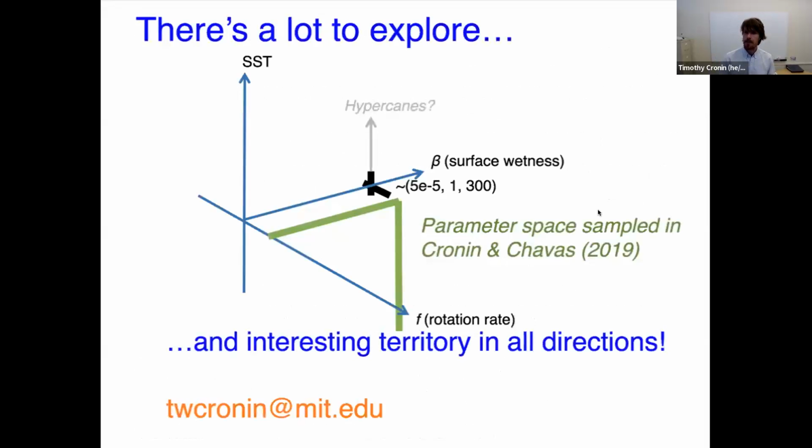Okay, so taking a step back, I also want to note that most idealized modeling work that's done on hurricanes is focused on realistic tropical cyclones. So this is a schematic of three dimensions of parameter space: surface temperature going up, surface wetness going this way, rotation rate going this way. Most simulations that people have done have focused on this realistic territory near these black lines: realistic rotation rate, realistic moisture availability of 1, realistic tropical current day sea surface temperatures.